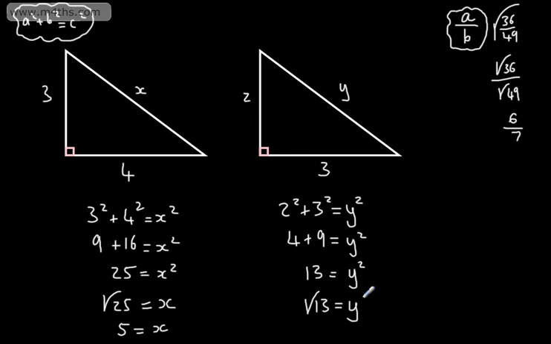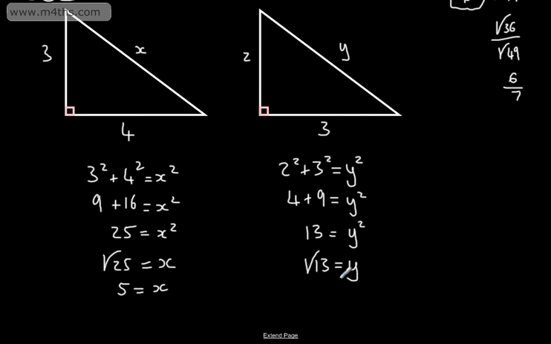A surd is an irrational number. The answer to the square root of 13 can't be written in the form a over b, where a and b are integers. This will give us a non-terminating, non-recurring decimal. Another example of an irrational number is pi. With pi, the decimal part doesn't repeat or stop, so non-terminating, non-recurring. So this is an exact surd form.